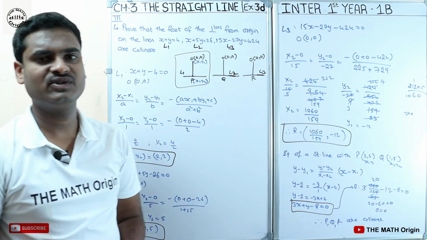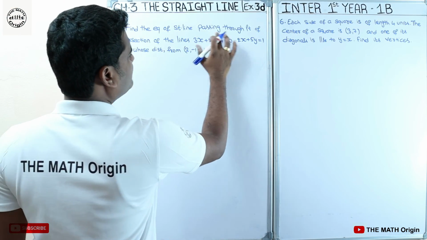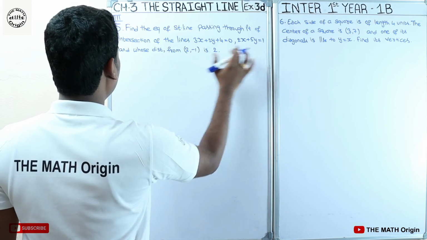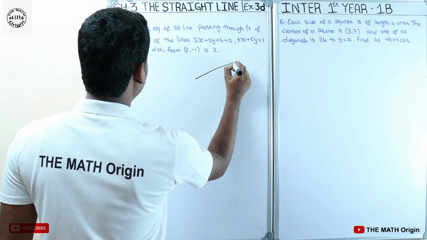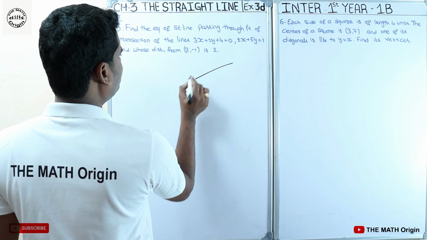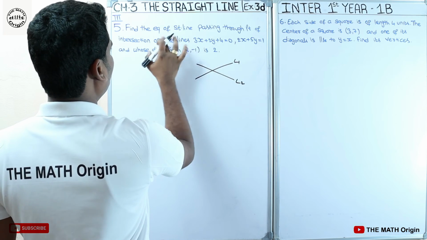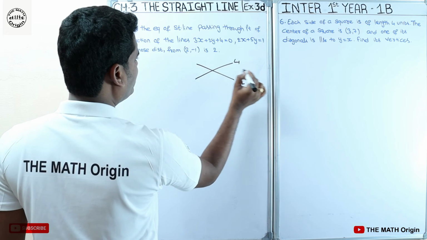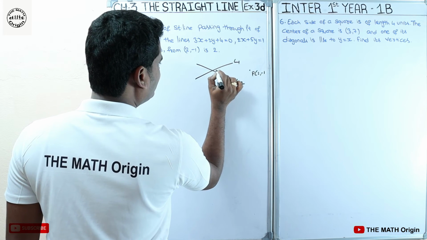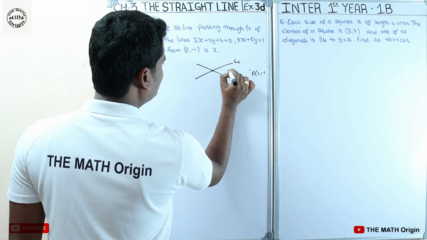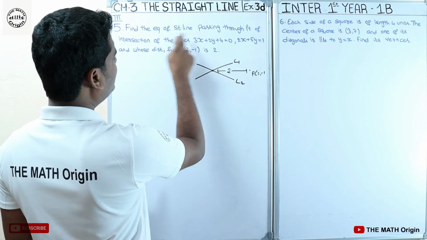With this we have completed the fourth question from the third section. Fifth question from the third section: find the equation of the straight line passing through the point of intersection of the lines L1, L2 and whose distance from point P is 2 units. We have the point of intersection of L1 and L2, and a point P (2, minus 1), and the distance from this point to the line is 2 units. With this we need to find the equation of the straight line.